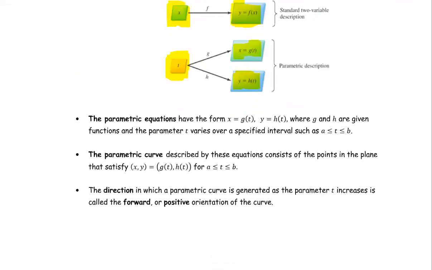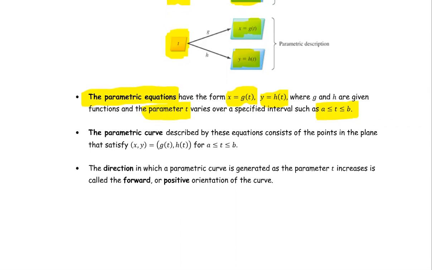Now look at the definition of the equation. The parametric equations have the form x as a function g of t, y as a function h of t, and the parameter t varies over specified intervals, such as t between a and b. It could be from negative infinity to positive infinity, or one end is open. So it depends on what is provided in the problem.